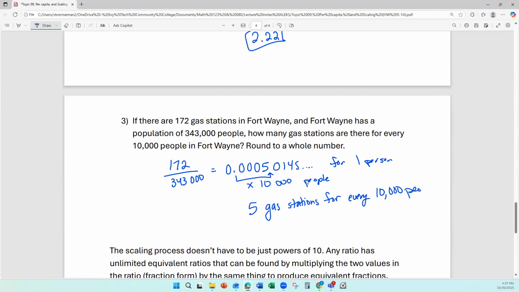10,000 people. Now, if you were really wanting to make this the most meaningful, you would probably say, how many people for 1 gas station? That makes more sense. That's a reasonable calculation to make. That is not what you're going to be asked for in Alex, so just be aware of that. But this would be about 2,000 people to 1 gas station.